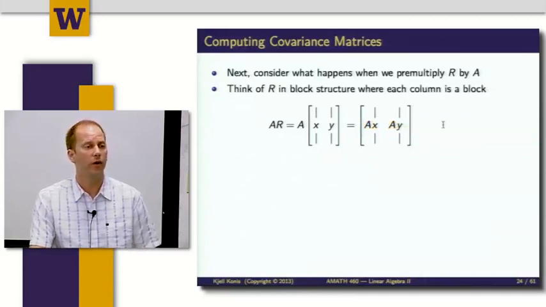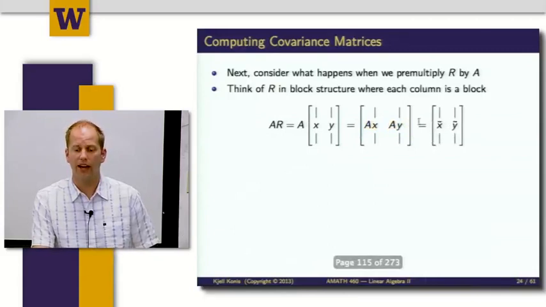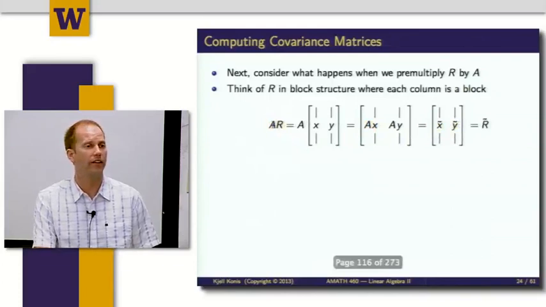And then we know what A does to each of these vectors. So A turns x into x tilde, and A turns y into y tilde. So when I do this matrix multiplication here, I'm going to end up with x tilde, y tilde. So this same matrix A is going to turn the matrix R into R tilde.